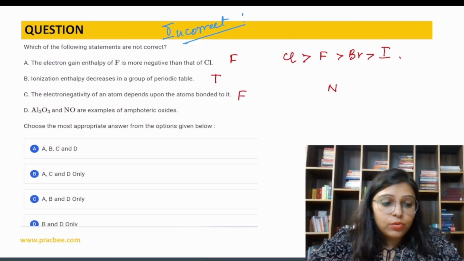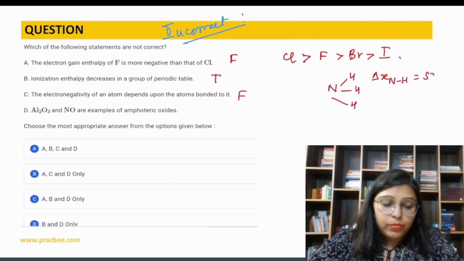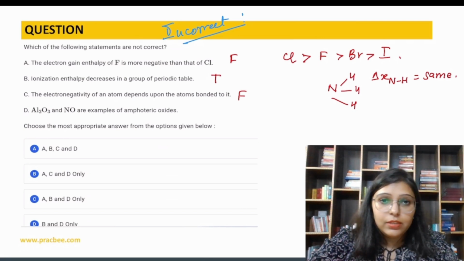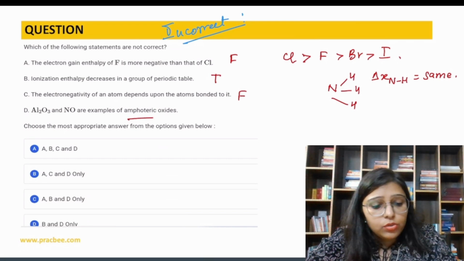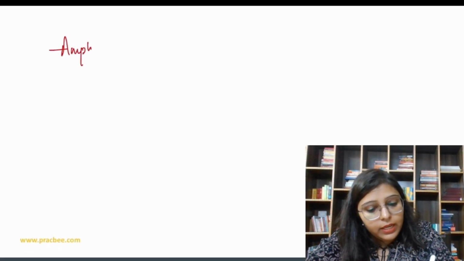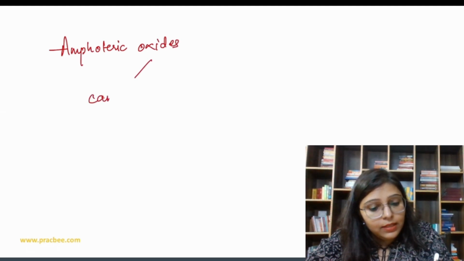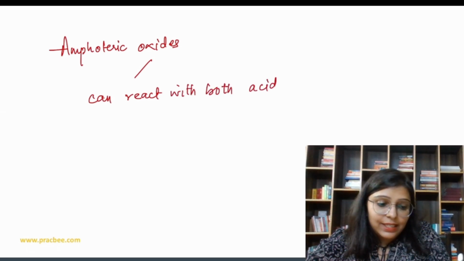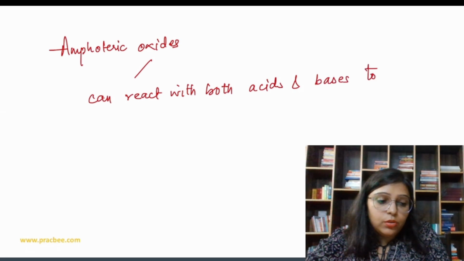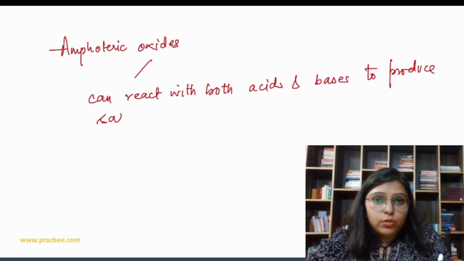Suppose we have nitrogen and nitrogen is bonded to 3 hydrogen, right? Here nitrogen is bonded to 3 hydrogen, so the electronegativity difference of nitrogen and hydrogen is going to be the same. It is going to be the same whether we have one N-H bond or two N-H bonds, it doesn't matter. Next, Al2O3 and NO are examples of amphoteric oxides. So what are amphoteric oxides? Which can react with both acids and bases to produce salt and water.